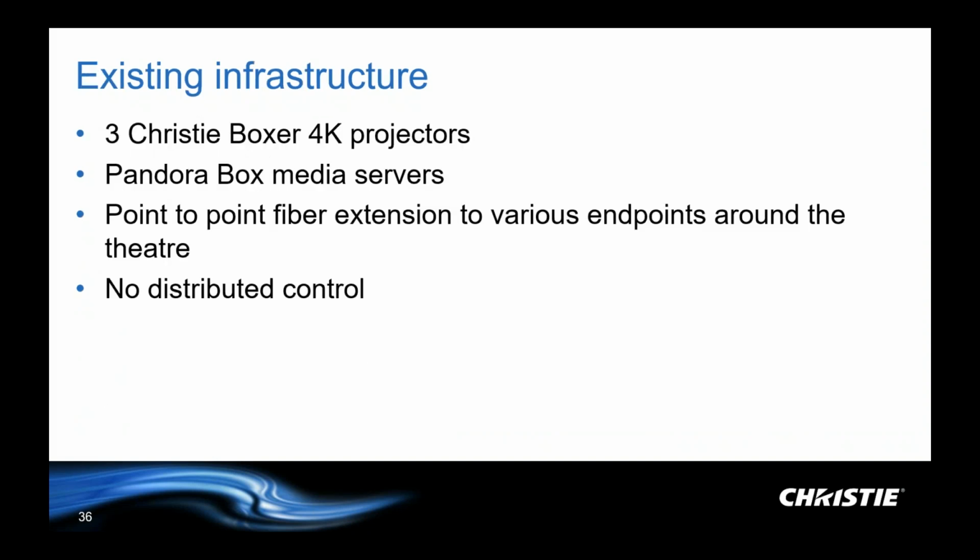And so what they had up to that point was 3 4K projectors. I think it's 4 or 5 Pandora's Box media servers. They had point-to-point fiber extension to various endpoints around the theater from the technical room where the Pandora's Box media servers were at, but they didn't have any distributed control of those fiber links, so they couldn't switch things around very easily.